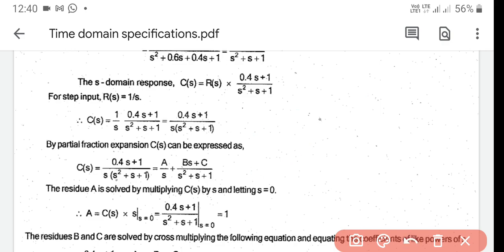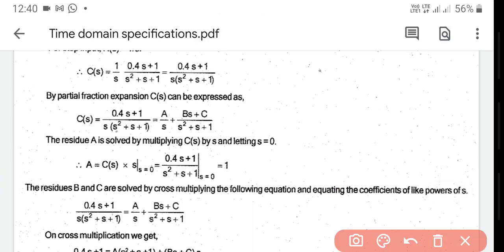Now directly you can calculate the residue value of A. A can be calculated by multiplying C(s) with s and letting s equal to 0. So what will be the value? (0.4s plus 1) by (s square plus s plus 1) by letting s equal to 0, that is nothing but 1. So B and C have to be calculated. This is case 2, right? Now this can be calculated by cross multiplying the equations and equating the coefficients of like powers of s.